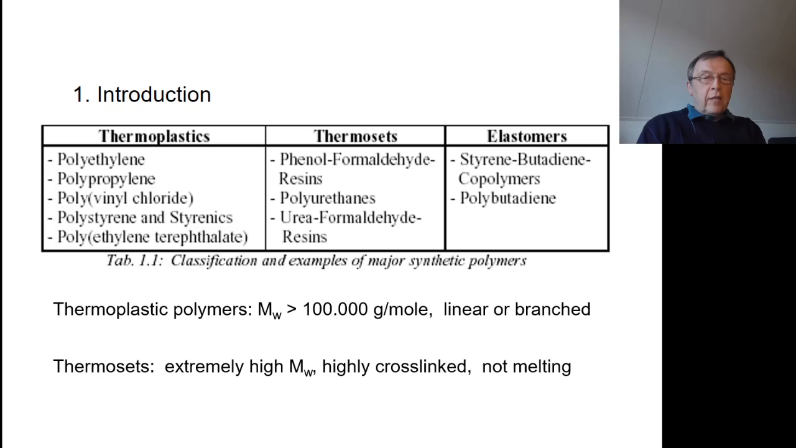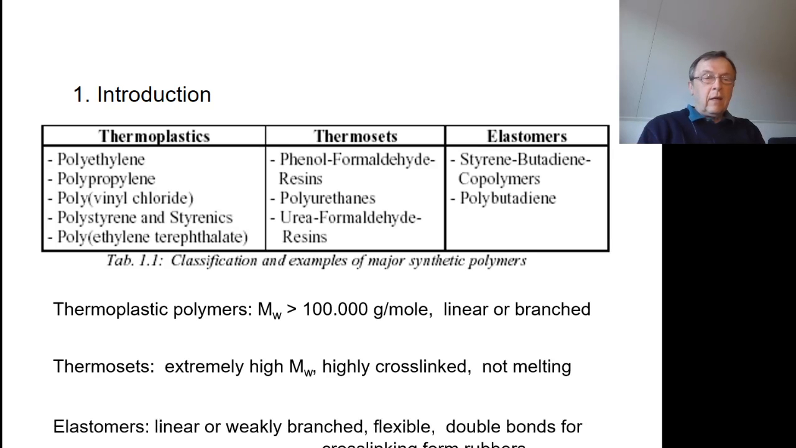The thermosets are materials with extremely high molecular weight, and they are highly cross-linked. So we cannot even give a molecular weight for these materials, so they are far beyond some millions of grams per mole. And what is most important is we cannot melt them. So if we heat them up, we destroy them. So we get thermal decomposition, but we do not get the monomer, but we just destroy them.